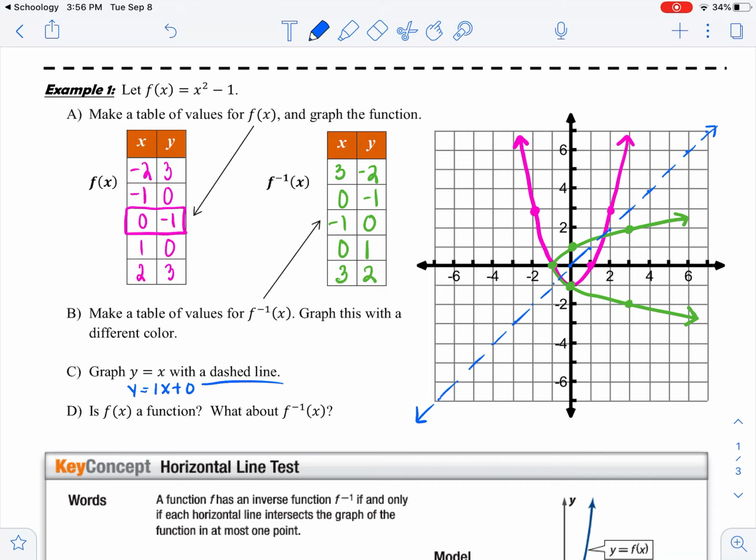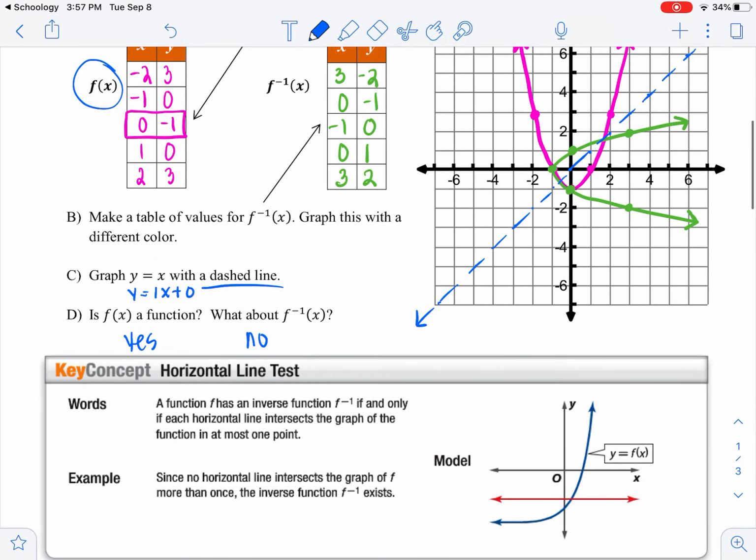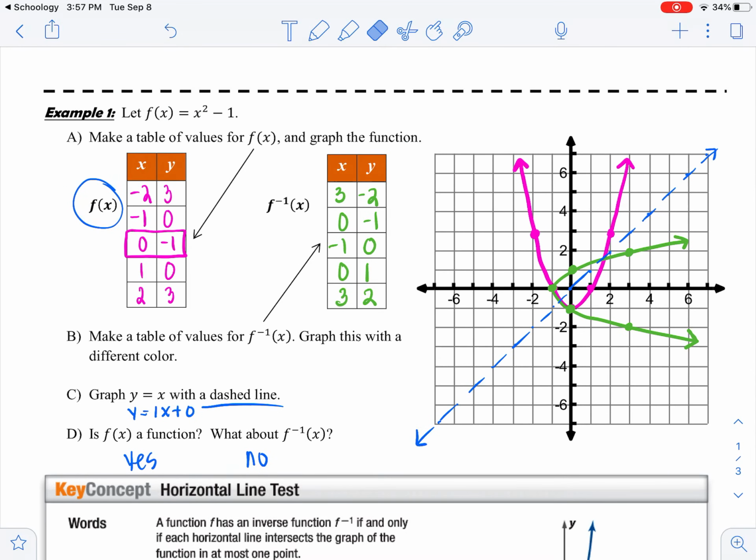Okay, so it says is f of x, so is the pink one a function? Yes, passes the vertical line test. What about f inverse? No, it doesn't pass the vertical line test. So what could I have done without ever graphing the green function to figure out that it is not a function? The green sideways facing parabola, how could I have figured out that that was not a function before I even graphed it? The answer is the horizontal line test.